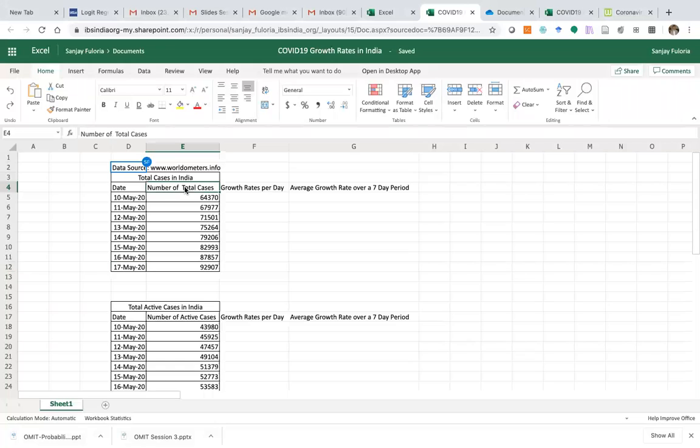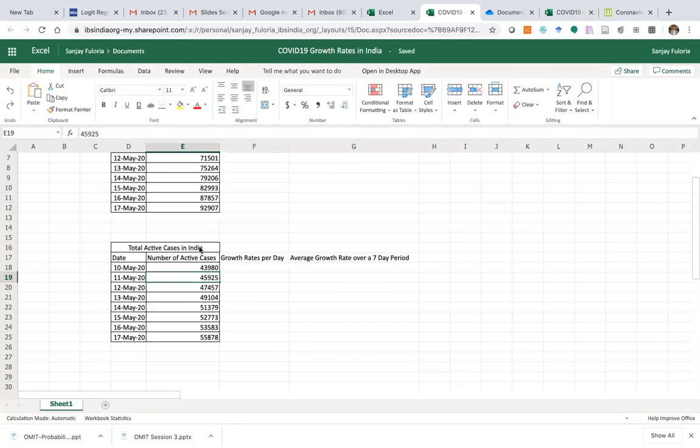So in the first instance, I have collected data for the total number of cases for each day. And in the second instance, in this table below, I have taken total active cases in India. So active cases is basically the total number of cases on that particular day minus the number of people who have recovered from COVID-19 minus people who have died from that disease. The same thing has been done for the period 10th May 2020 to 17th May 2020. These numbers that you see here are the number of active cases.